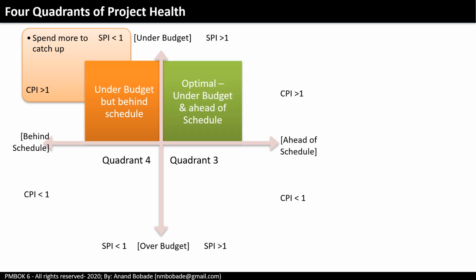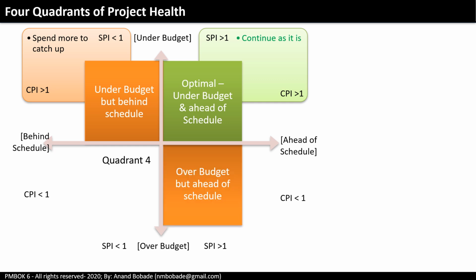Quadrant 2, CPI greater than 1, SPI greater than 1. Under budget, ahead of schedule. Action, continue as is, but note that sometimes finance teams may worry if you're burning money faster than planned. Quadrant 3, CPI less than 1, SPI greater than 1. Over budget but ahead of schedule. Action, slow down spending to optimize.